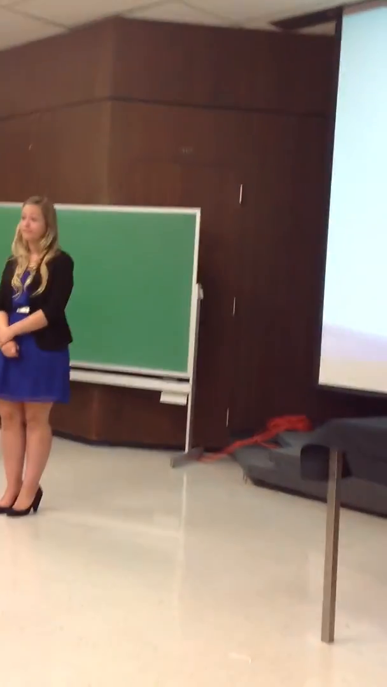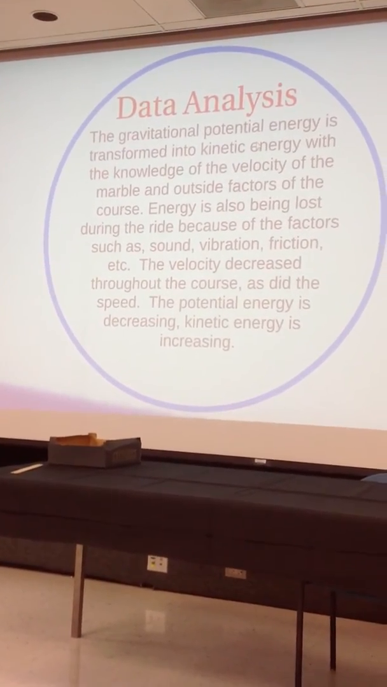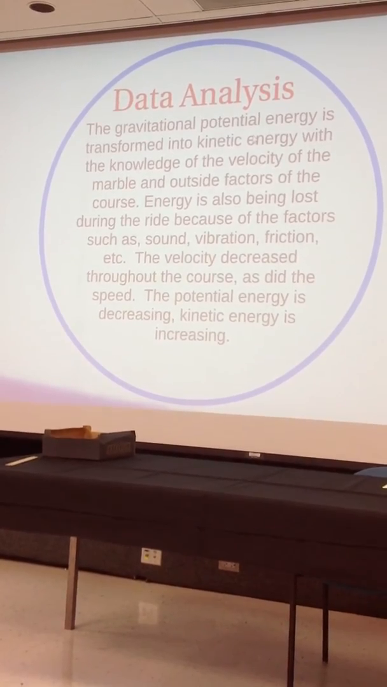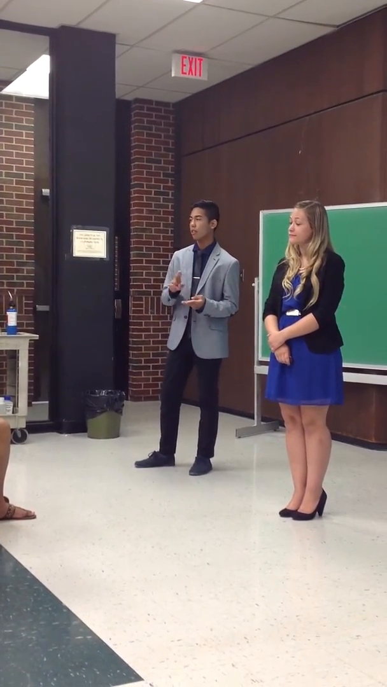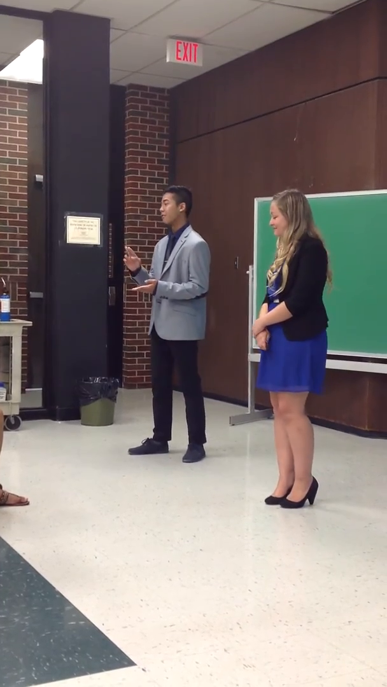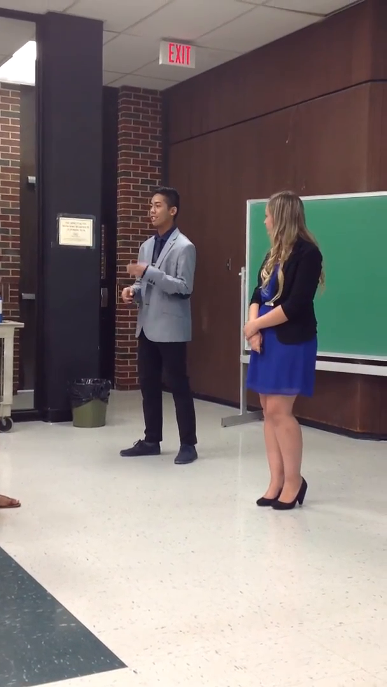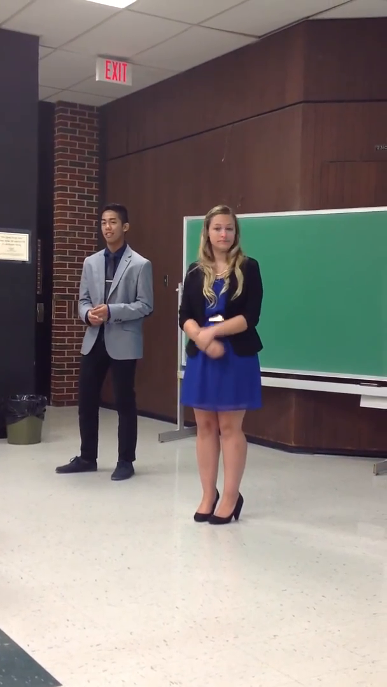So basically, gravitational potential energy is being converted to kinetic, knowing the velocity and outside factors. Factors such as friction, the sound it produces, the vibration, and the movement of the force. That's velocity, as it decreases, so to speak. And as gravitational potential energy decreases, kinetic energy is increasing, but also being lost due to friction.